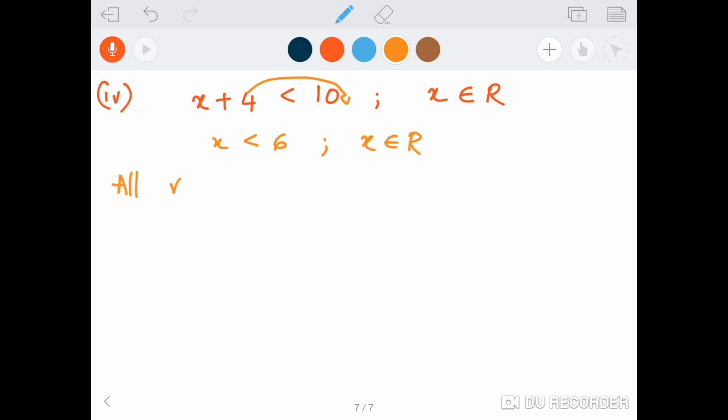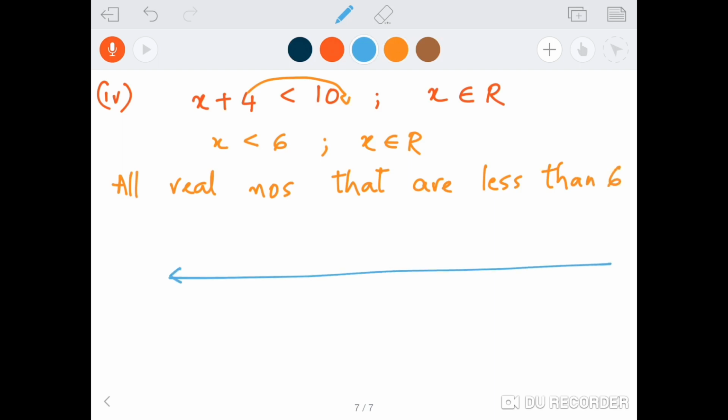So what I'm going to do now is I'm going to understand what this really means. We are looking at all real numbers that are less than 6. Right? So think of all real numbers that are less than 6. So first I'm going to draw the number line. Alright, and then I'm going to mark all the numbers. So I have 0, 1, 2, 3, 4, 5, 6. I'll also mark a few negative numbers. I'm going to put a -1, a -2, a -3, etc.